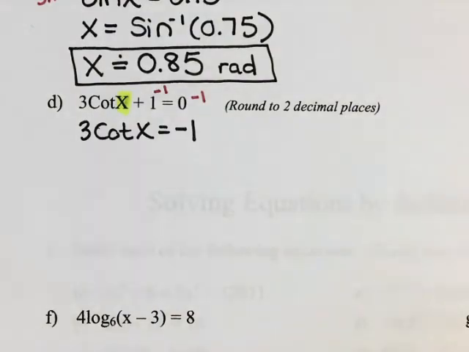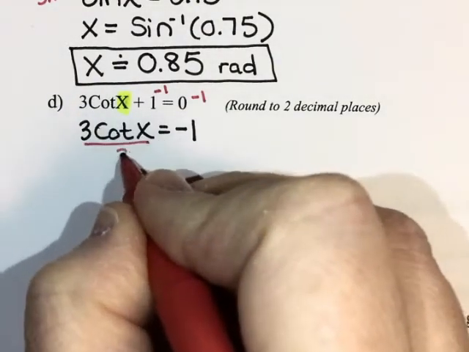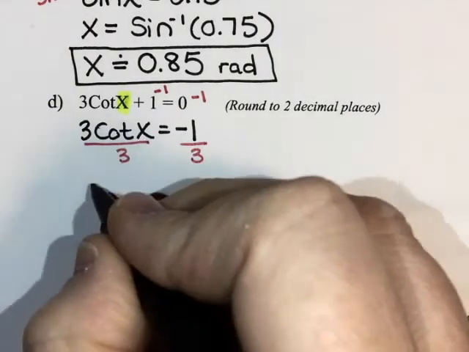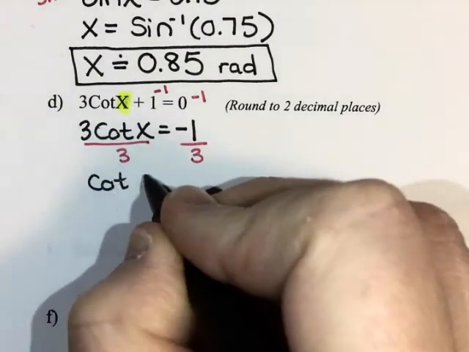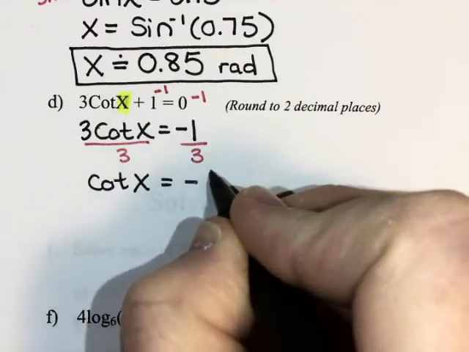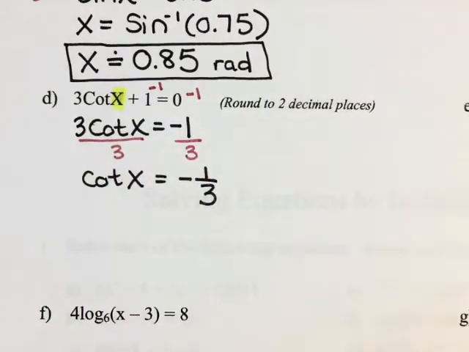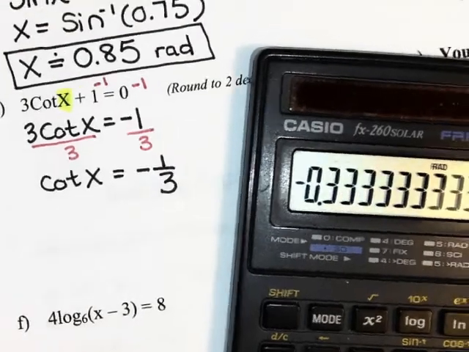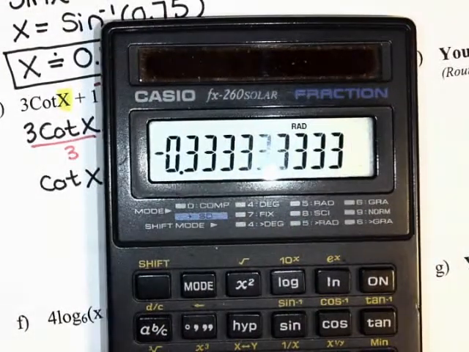And then I would divide both sides by 3 to get -1 over 3. So cotan x equals -1 over 3. Now -1 divided by 3 is not a very nice number. I don't want to have to round that. I do not want to have to write the whole thing down. You could write -0.3 and then repeating by putting the line over top of it if you really wanted to.